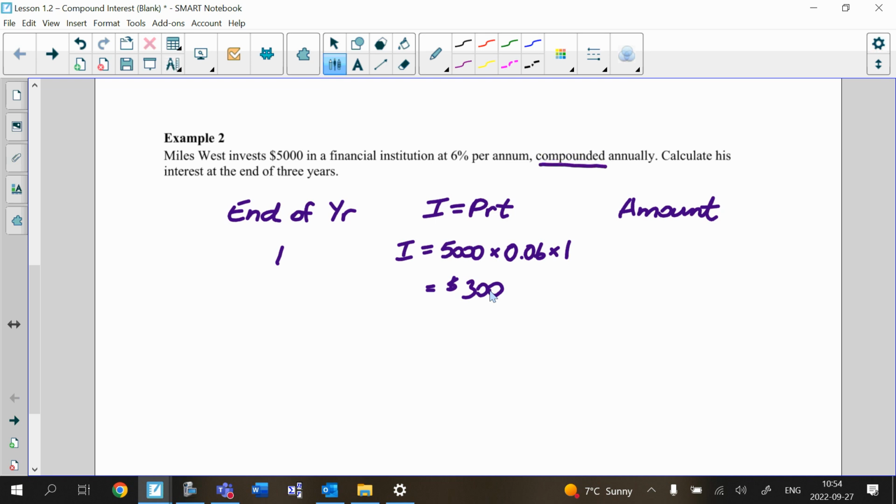If it was simple interest, he'd earn $300 at the end of the second year. And then he'd earn $300 at the end of the third year. But this is a little different. So his new amount is how much he invested plus the interest he got for this year. That means he now has $5,300.